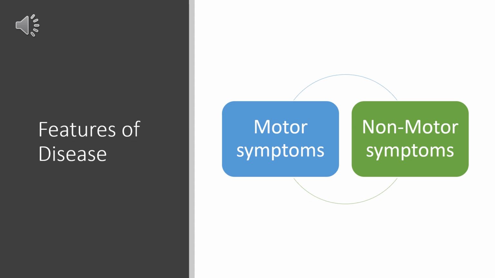The features or symptoms of Parkinson's disease can be broken down broadly into these two categories, that's motor symptoms and non-motor symptoms. We will watch a video and go through some of the specific motor difficulties that these patients suffer from. And we'll also touch on some of the non-motor symptoms towards the end a little bit.